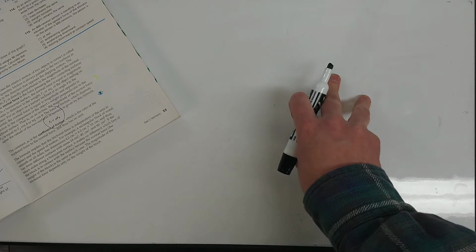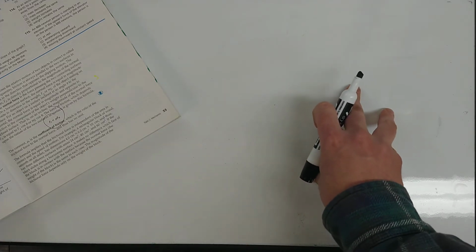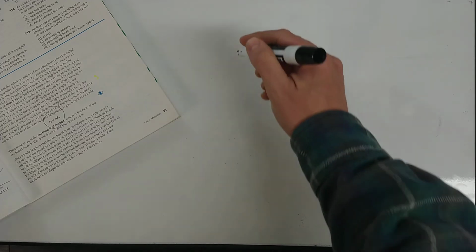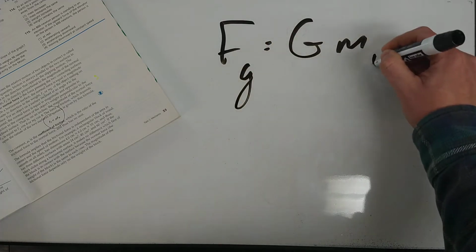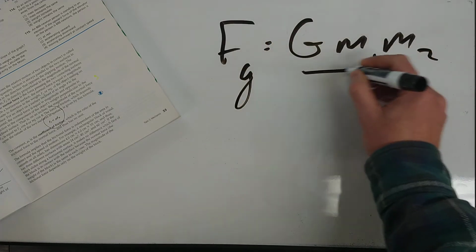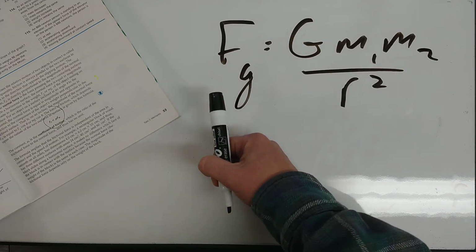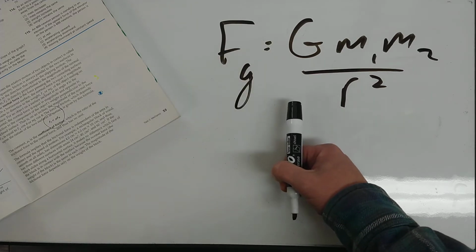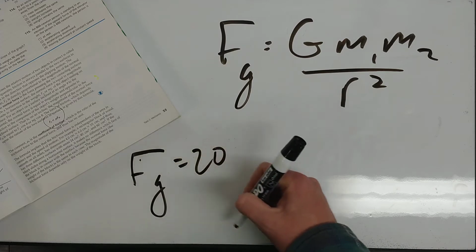Anyhow, number 106: the magnitude of gravitational force that object A exerts on object B is 20 newtons. If the mass of each object is doubled, the magnitude of the gravitational force that A exerts on B is... well, this is kind of like what we did on that homework sheet. Fg equals G m1 m2 over the distance between them squared. If A exerts 20 newtons of force on B, that's the initial force.